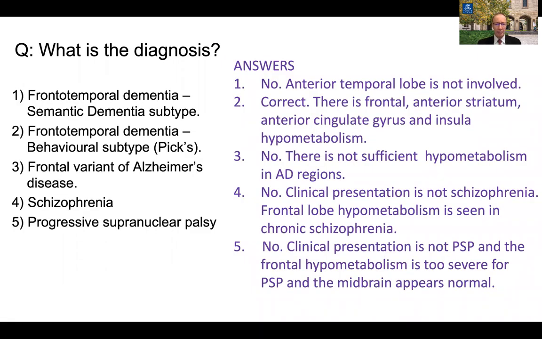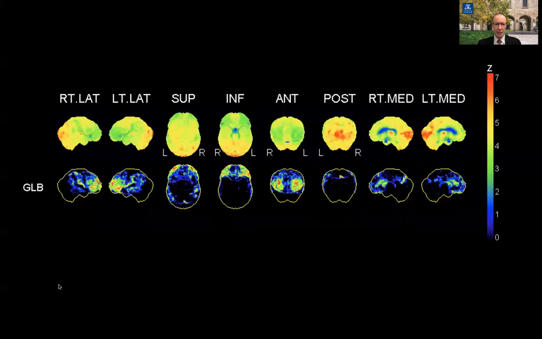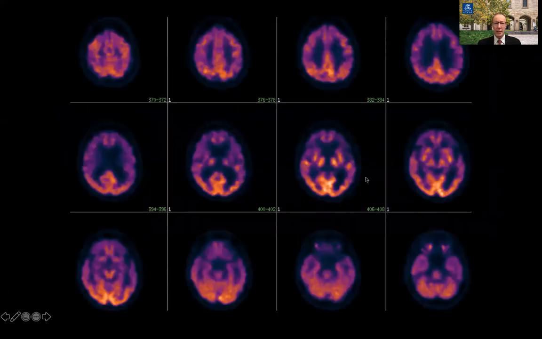Is this behavioural subtype? Yes. There's frontal, anterior striatum, anterior cingulate gyrus, and insular hypometabolism. So you can see that on the Neurostat, frontal, insular, anterior cingulate, and striatal reduction. Back on the slices, you can see the front part of the brain is markedly hypometabolic compared to the back part of the brain. You can see the caudate nuclei are involved. The anterior parts of the striatum are down.